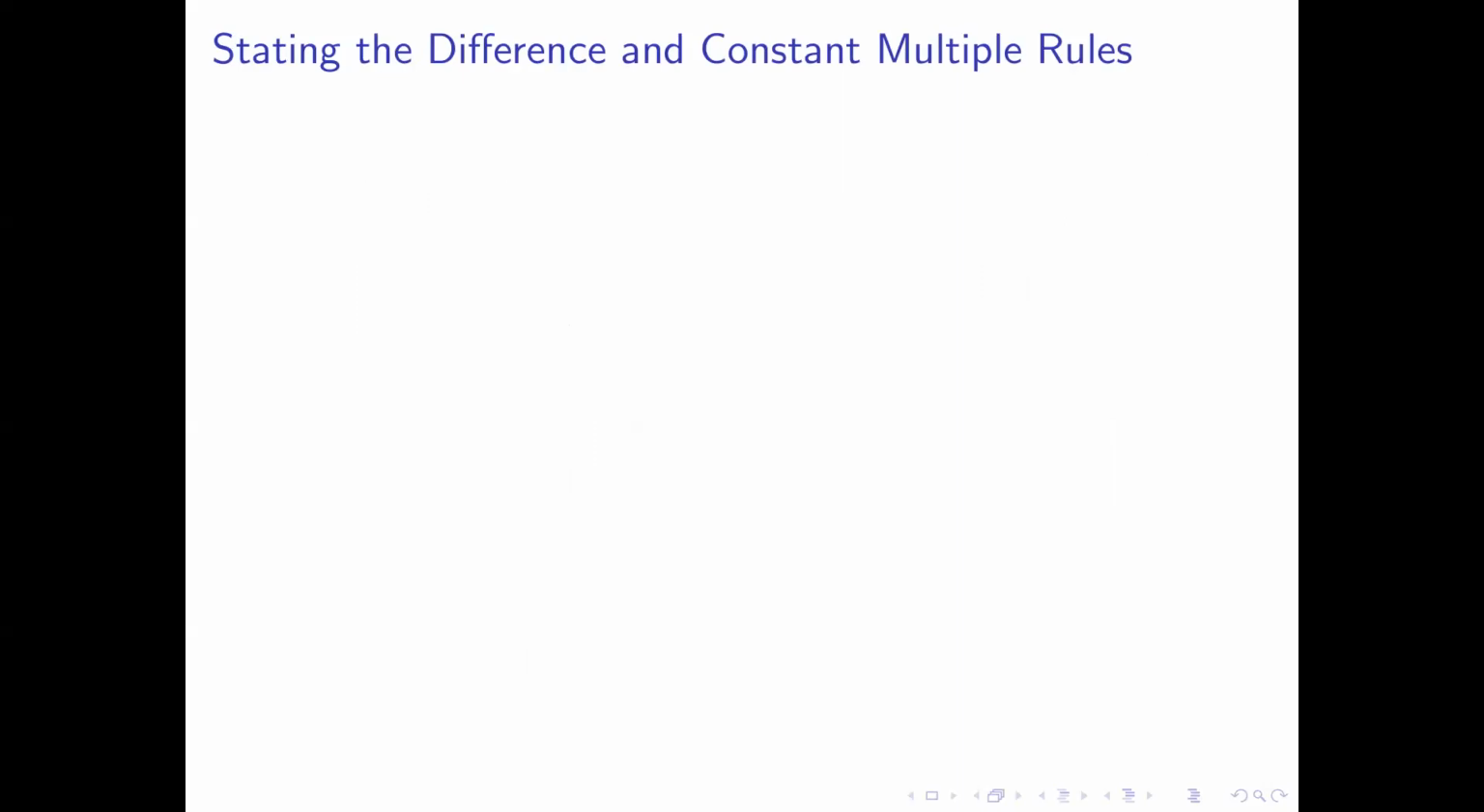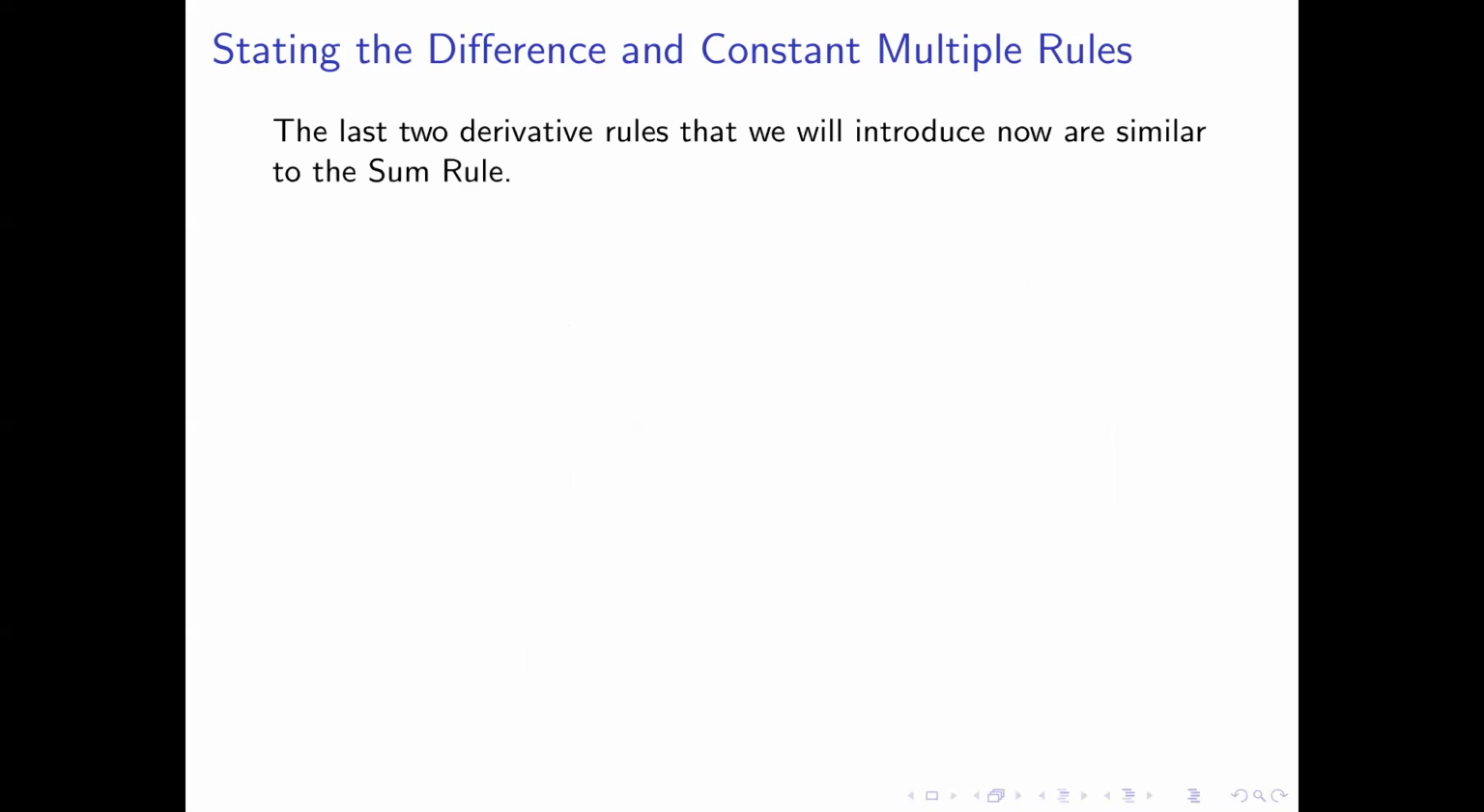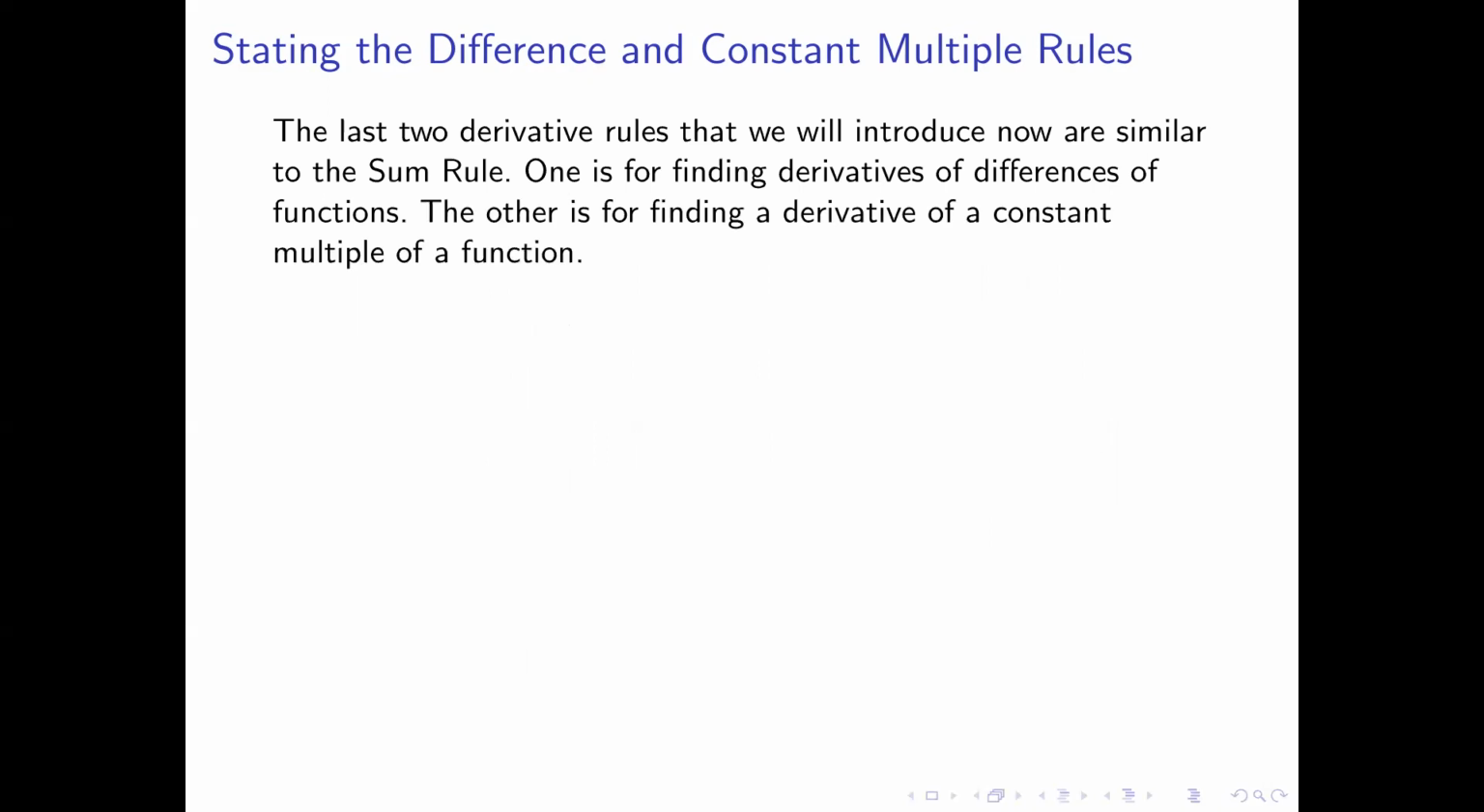The difference and constant multiple rules for derivatives are similar. One of them allows us to find derivatives of differences of functions. The other allows us to find derivatives of constant multiples of functions. Here's the difference rule. It looks a lot like the sum rule, except instead of a plus sign joining our function variables, we have a minus sign.